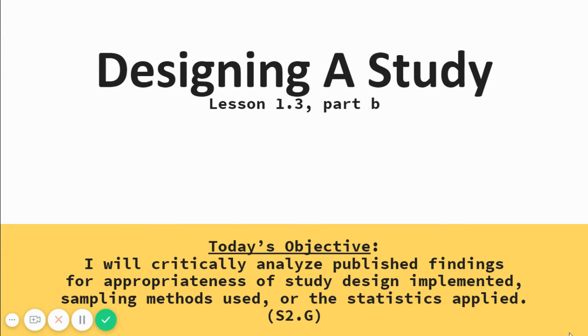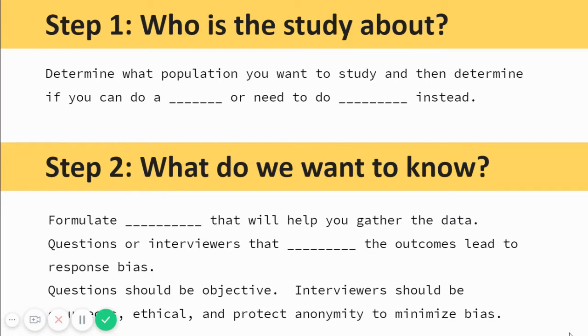Okay, let's pretend we are going to design our first study. Who's the study about? First, we must determine what population we want to study. It is critically important that we define the population in advance and write it down. Then we think about whether we can do a census or whether we must do sampling instead.